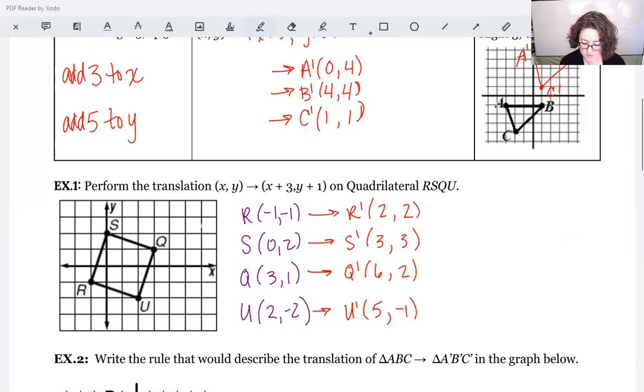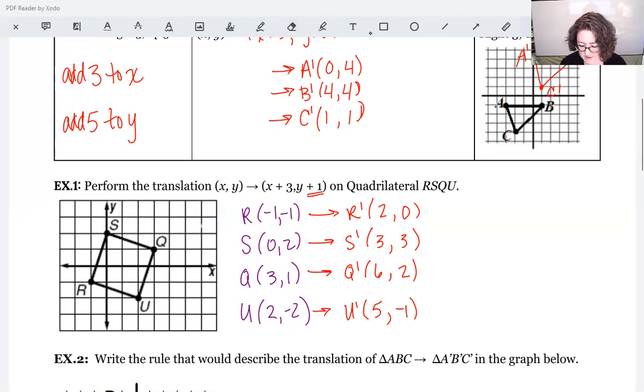So let's plot our new shape. So R prime is at 2, 2. That doesn't seem right. Ooh, there's my error. Can you see where it is? We started with a -1 plus 1. What should we have? Yeah, we should have a 0 on that one, shouldn't we? This is why it's important, write things out, perform your rule, then graph your picture. You can check your errors a lot easier when you're writing things out.